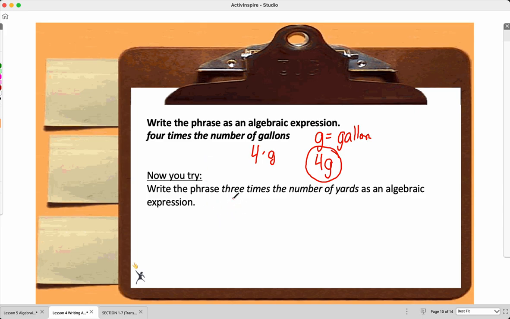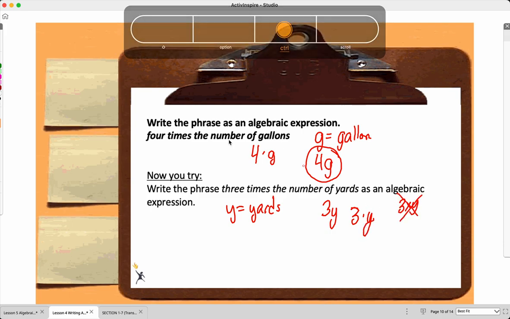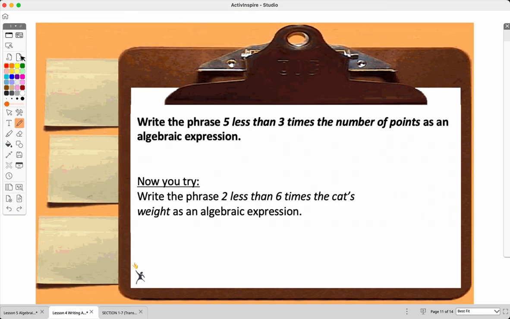Right, now it's your turn to figure out how would I write 3 times the number of yards in an algebraic expression. All right, so you set up Y is yards. So we're going to say 3Y. Again, you could say 3 dot Y. You would never say 3xy. That looks too much like 2 variables to work with. All right, let's take a look at another.